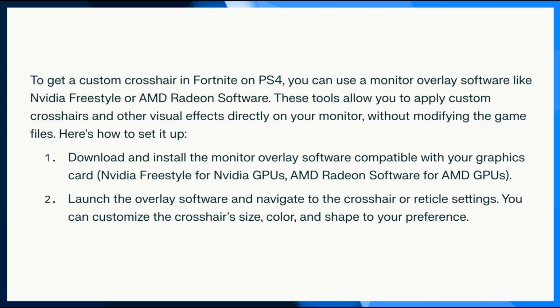To get a custom crosshair in Fortnite on PS, you can use a monitor overlay software like NVIDIA Freestyle or AMD Radeon software. These tools allow you to apply custom crosshairs and other visual effects directly on your monitor without modifying the game files. Here's how to set it up.